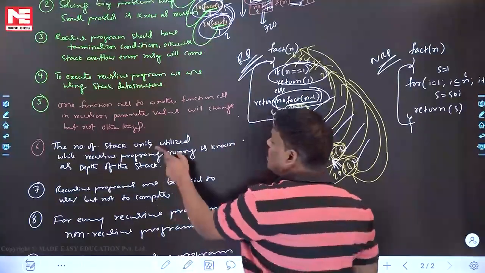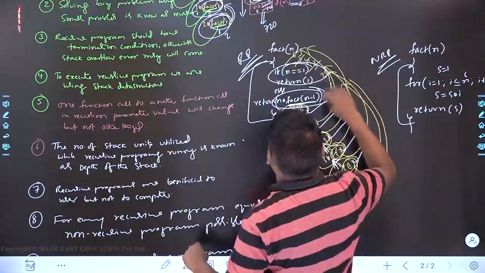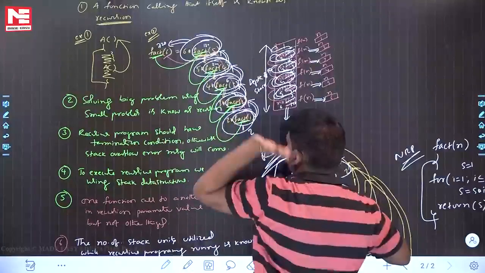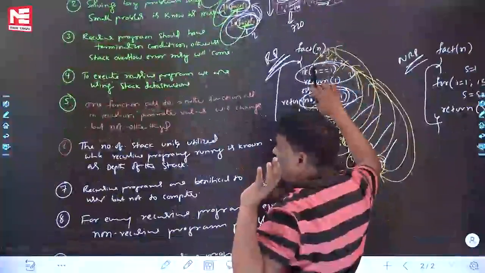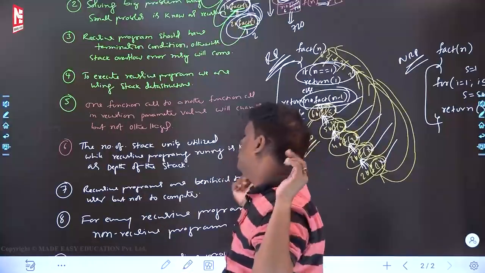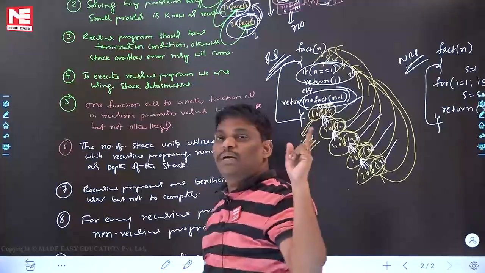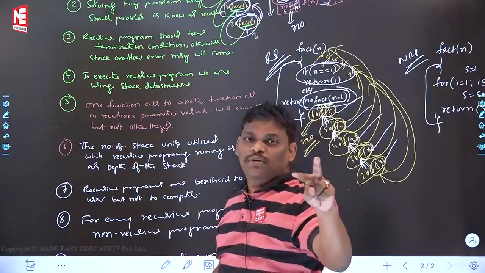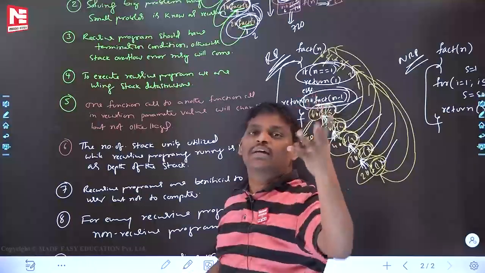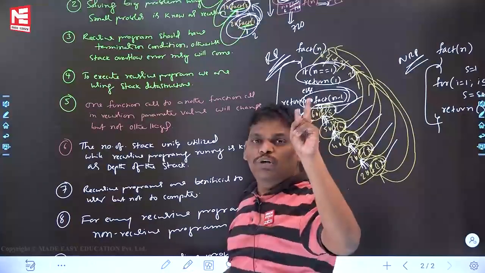Next one, the number of stack units utilized while a recursive program is running is known as the depth of the stack. Right? I think you are using 6 units of stack. I think the depth of the stack is 6. Next one, 7th point. Recursive programs are beneficial to the user but not to the computer because they take some space. Right? But they are useful to the user because a recursive program contains only 2 steps. Right? How to stop, how to continue. Termination fails, then continue further. Termination passes, then stop. Every recursive program contains only 2 steps.